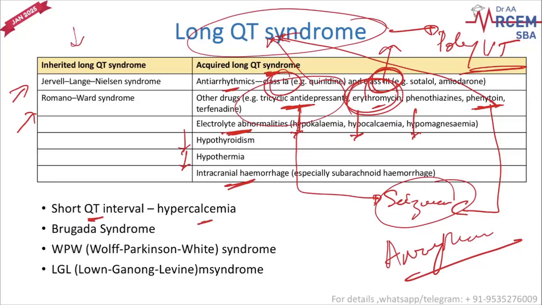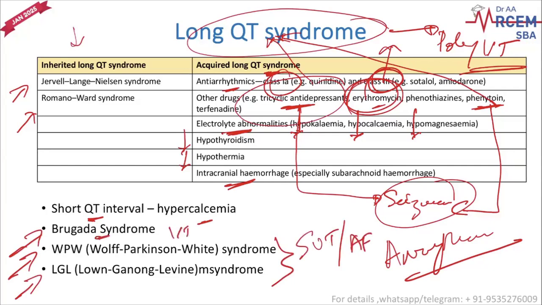There are various other causes of sudden death or syncope, like Brugada syndrome, WPW syndrome, and LGL. WPW syndrome and LGL cause an SVT or an AF, which are supraventricular. Brugada causes VT or VF. Prolonged QT syndromes cause polymorphic VT, torsades.